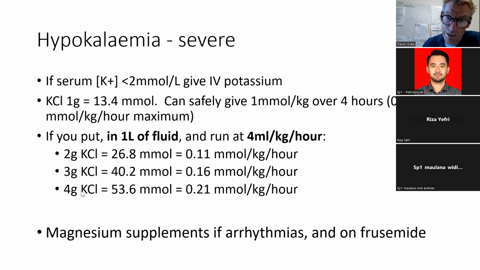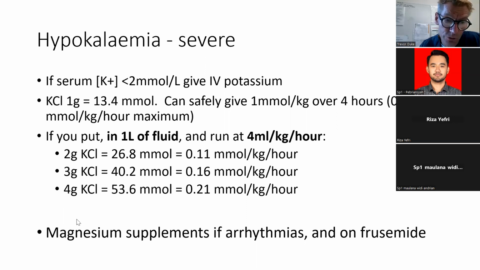Even if we put 4 grams in, if the potassium is very low, like if it's less than 2, like this child I mentioned before, we had to put 4 grams of potassium in a litre of fluid and run it at 4 mils per kilo per hour. And even that was enough to replace her fluid safely. So you can't put more than 4 grams in 1 litre, and you can put anywhere between 2 and 4 grams, depending on the level of potassium.